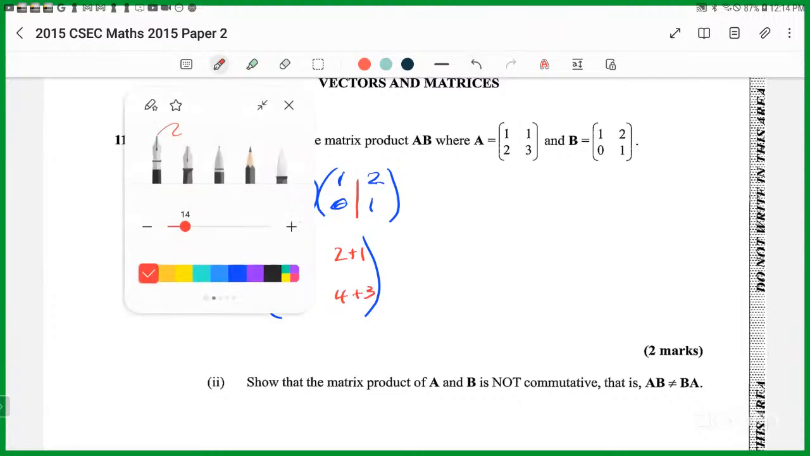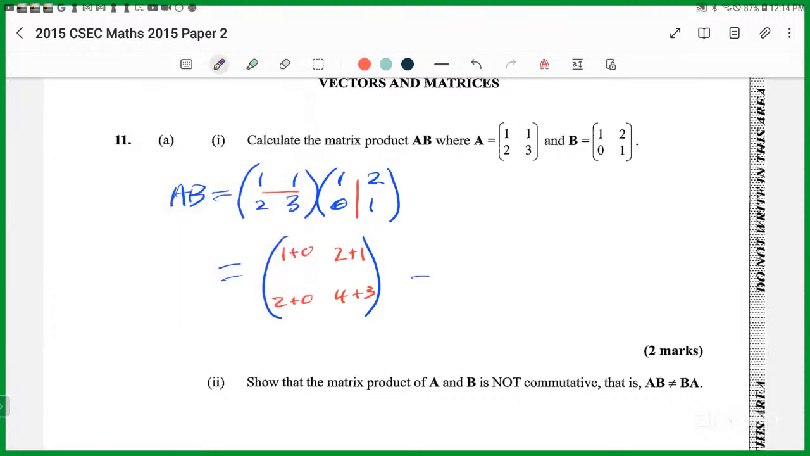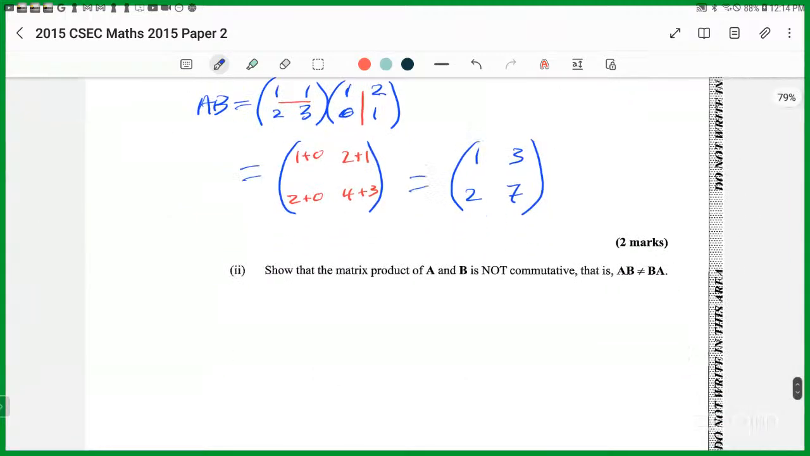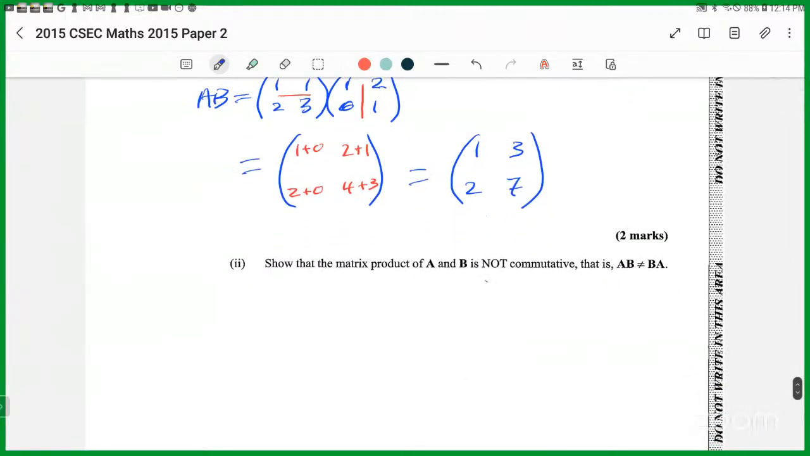So we can write the final answer now in blue, which is: this is 1. 1 plus 0 is 1. 2 plus 1 is 3. 2 plus 0 is 2. And 4 plus 3 is 7. That is it. It says show that the matrix product AB is not commutative.